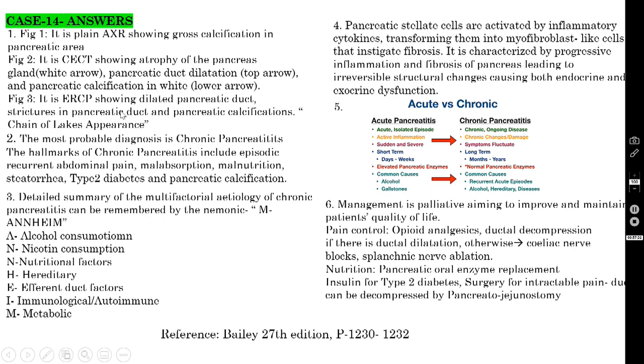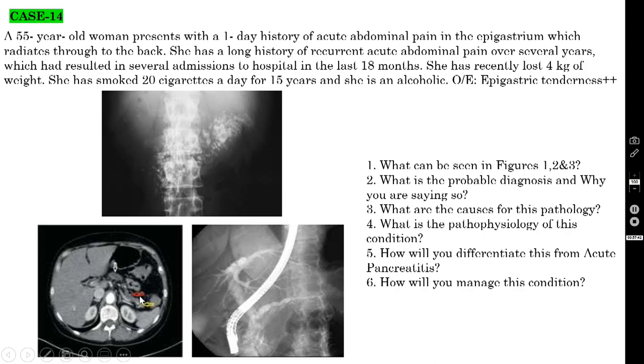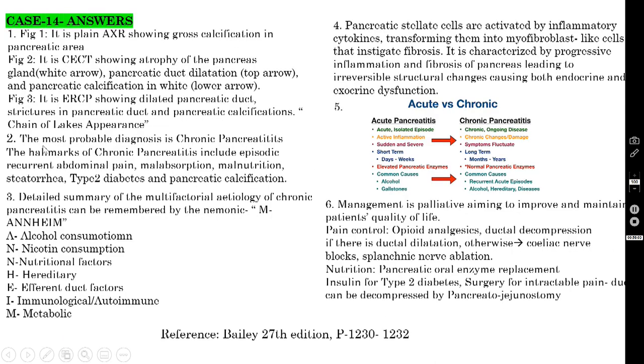And figure 3 is ERCP showing dilated pancreatic duct, strictures in the pancreatic duct, and pancreatic calcification that is producing a chain of lakes appearance here. See here, definitely you are seeing the chain of lakes appearance here. Here you are seeing atrophy of the pancreas, and a few calcifications also you are seeing here, here. These are all calcification.